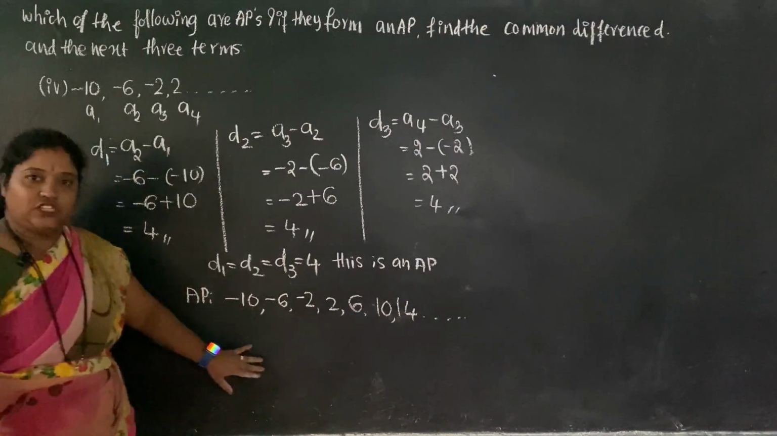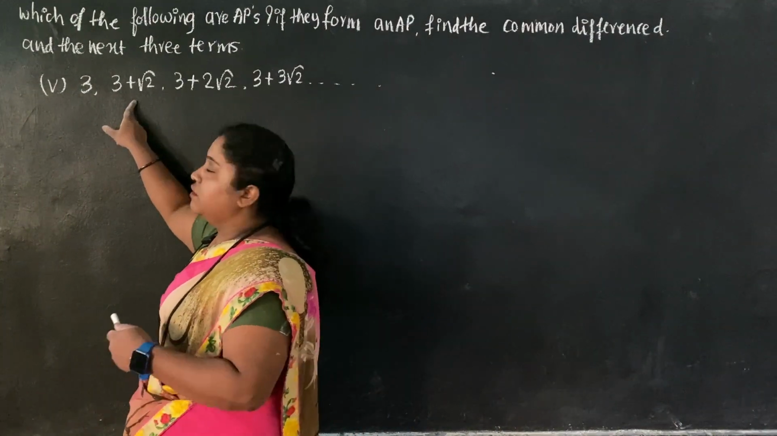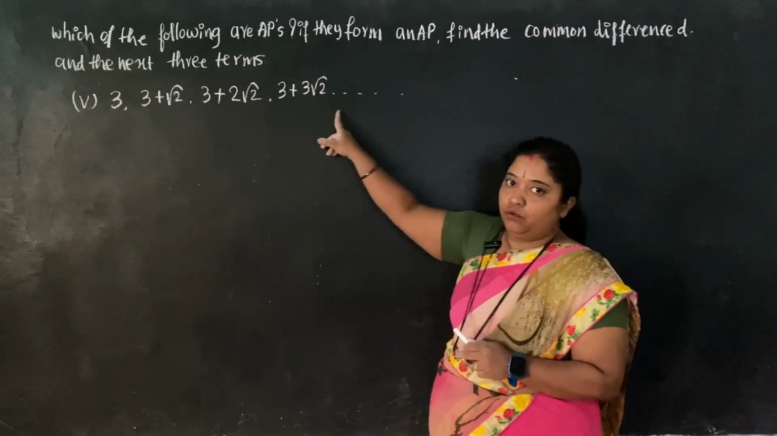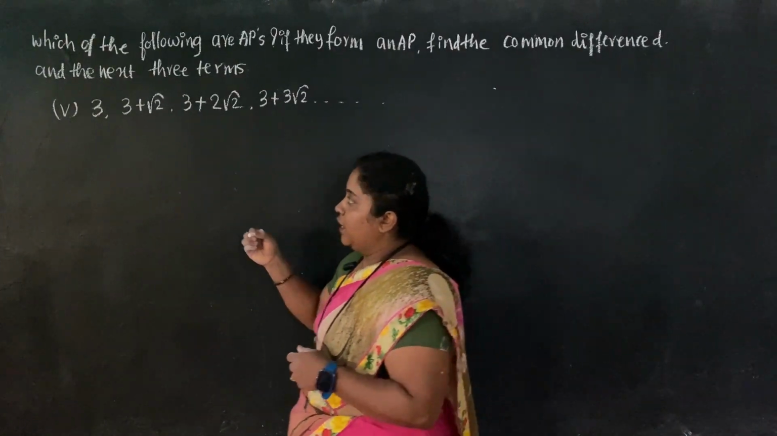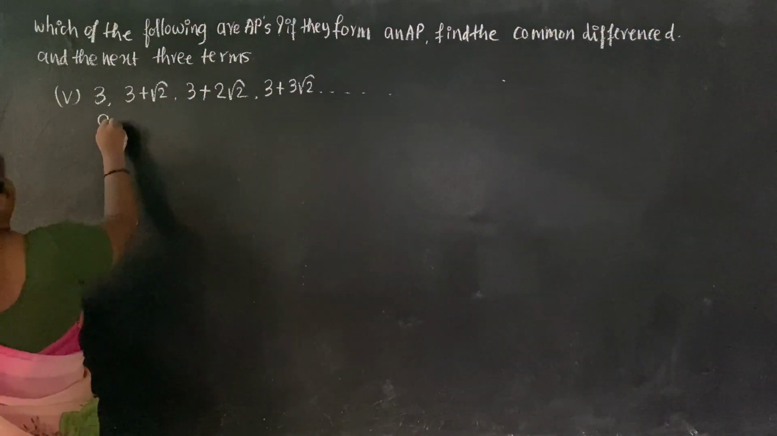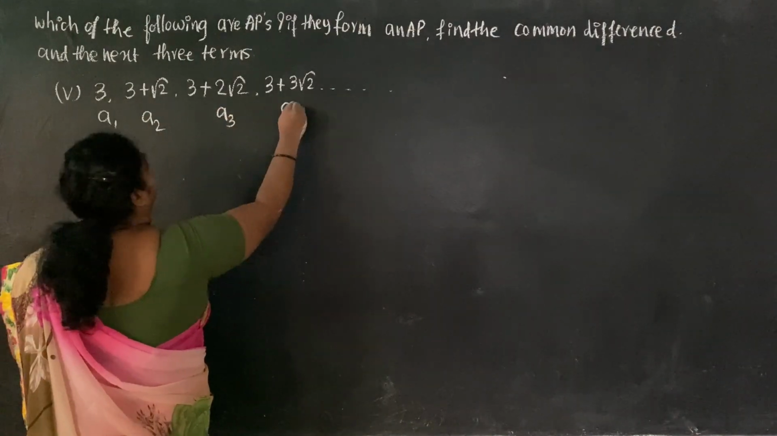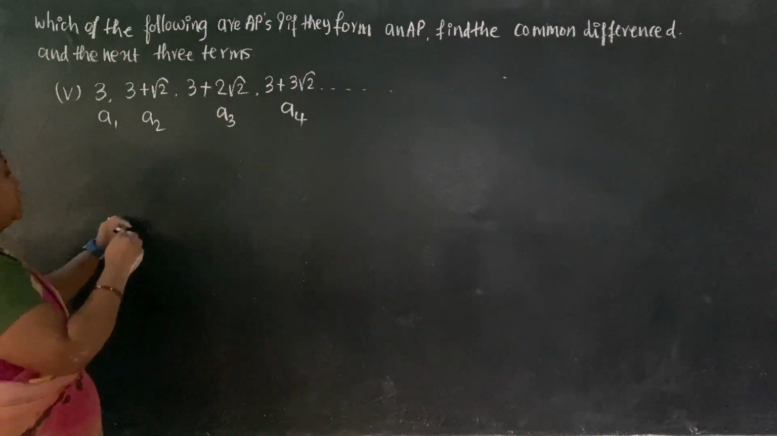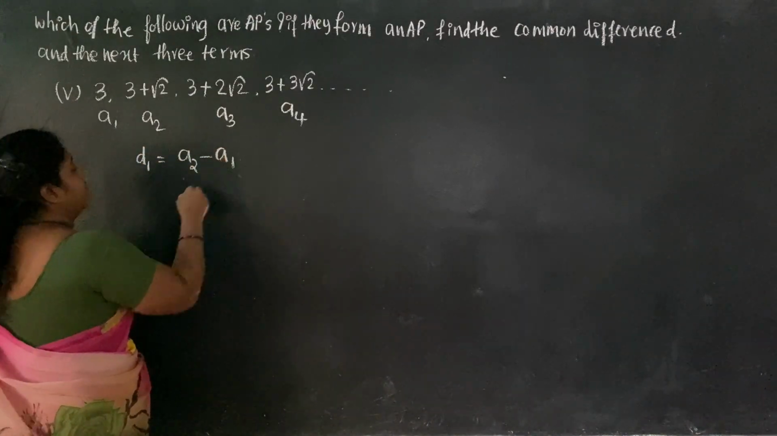Okay, the next question is, we have 3, 3 plus root 2, 3 plus 2 root 2, 3 plus 3 root 2, and so on. Now dear, I have already told you, this one you consider as A1, A2, A3, A4. The 4 terms are provided. Let me calculate the first difference, that is D1.